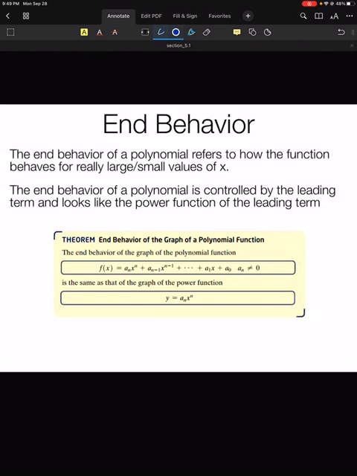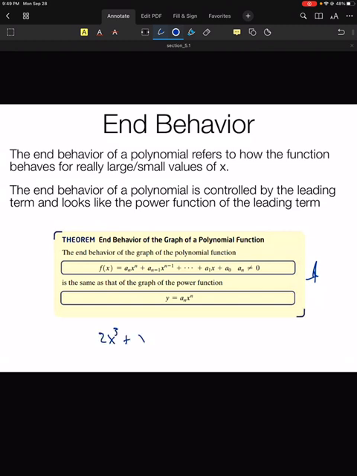The end behavior of a polynomial is actually controlled by the leading term, and the graph of the polynomial looks like the graph of the power function of that leading term. So that's what this says down here in an eloquent form.